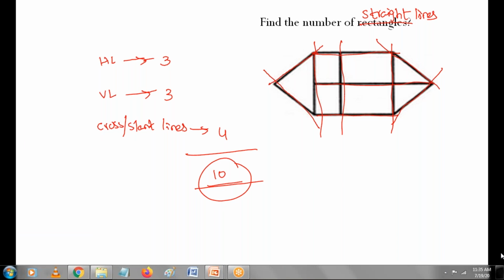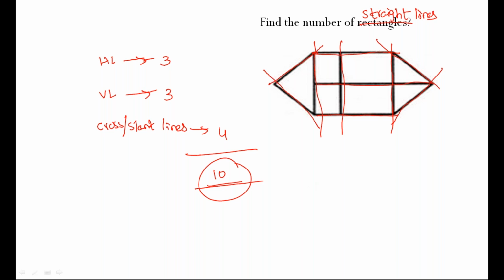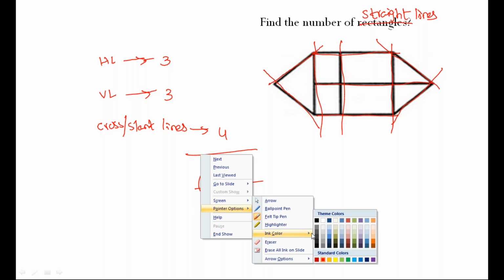Yes, excellent. 10 is the correct answer. Calculate to avoid overlapping. You can do it directly also. Generally, a straight line is the one which has the same slope.